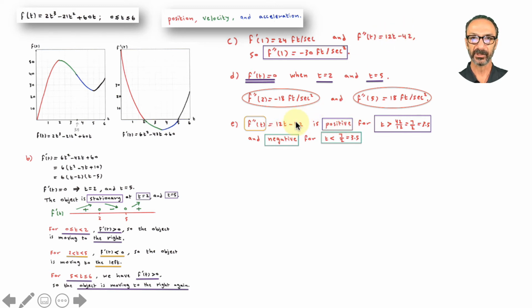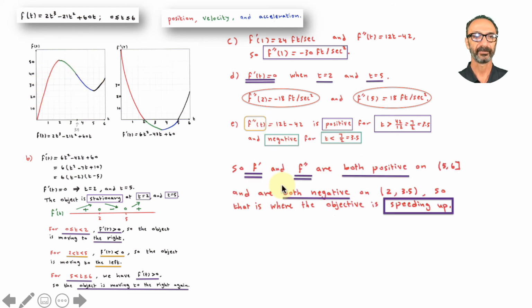You set it equal to 0. Move the 42 to the other side, divide by 12, you get 42 over 12 or 7 over 2 or 3.5. And that is when the second derivative is 0. Test it to the right and left, you will find that it's positive to the right of it. That means concave up. And it's negative to the left of it. That means concave down. To summarize that, I'm gonna bring it right after this.